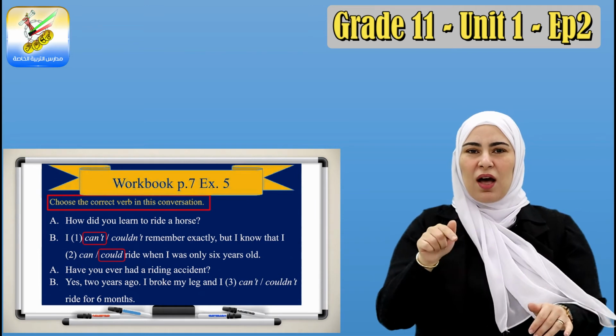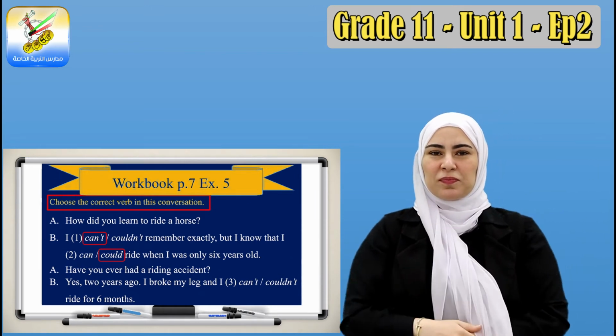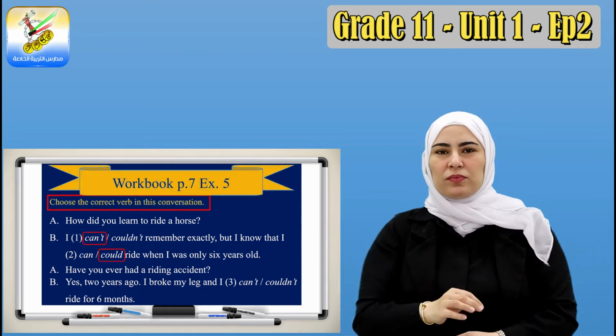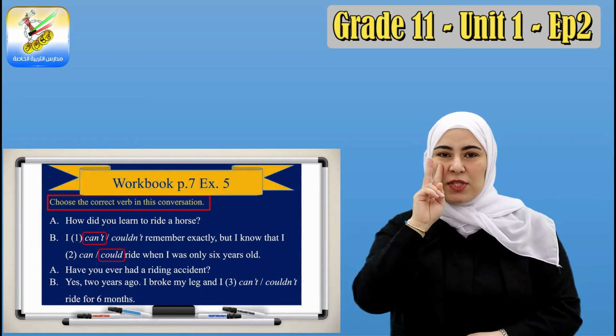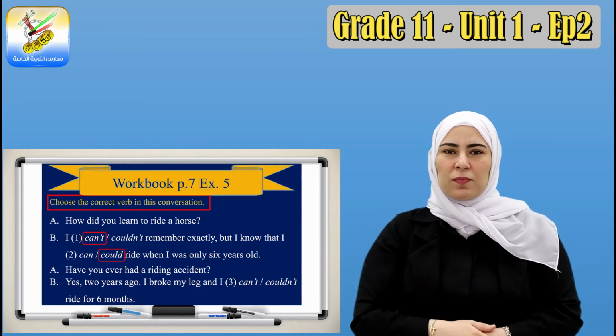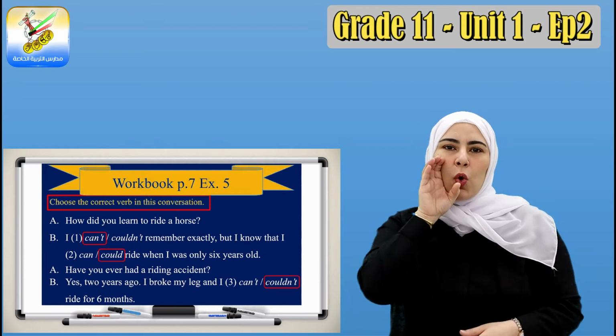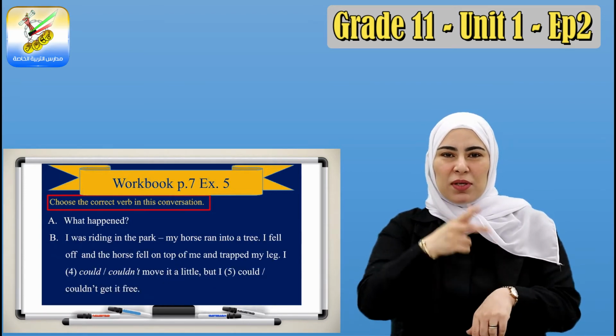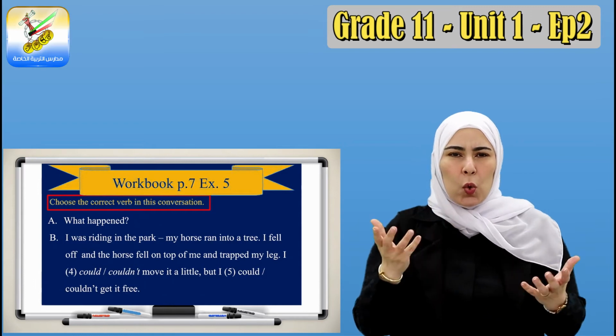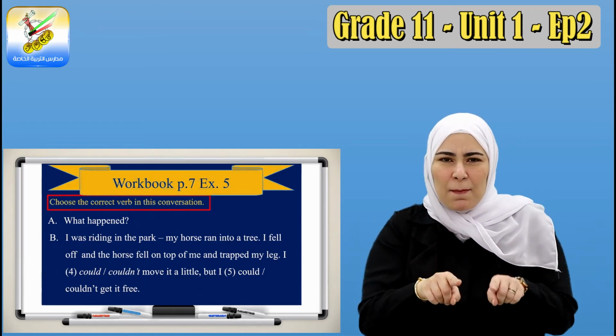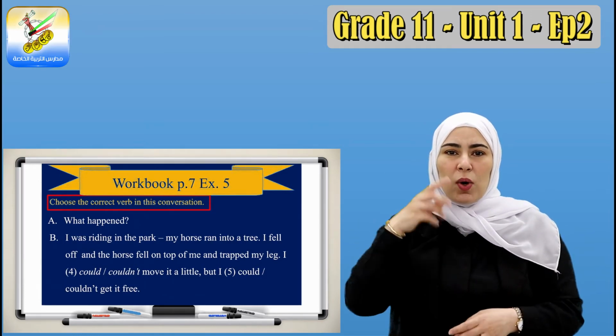Before you answer, try to figure out the tense of this sentence. He's talking about the past, so the correct answer here is couldn't. A said, what happened? He replied, I was riding in the park. My horse ran into a tree.